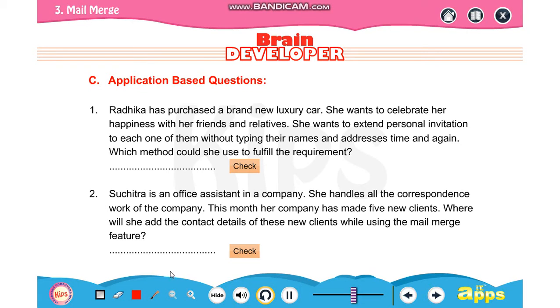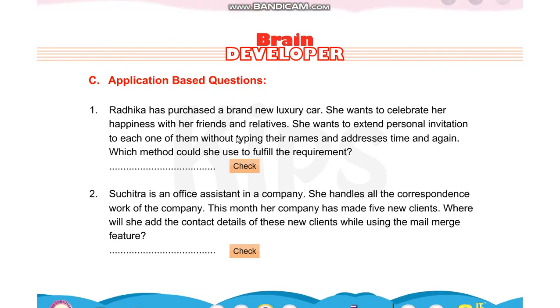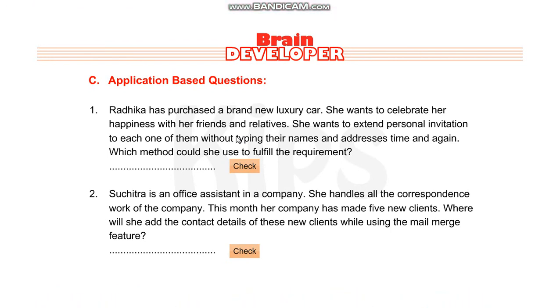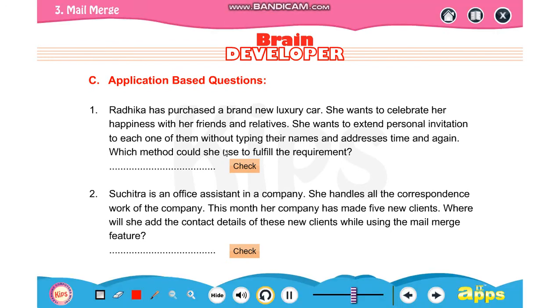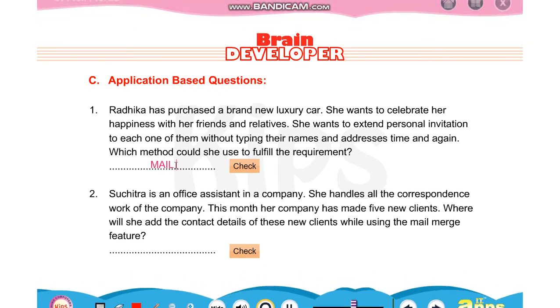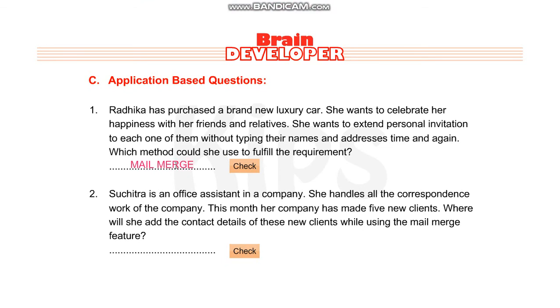Now come to application based questions. Radhika has purchased a brand new luxury car. She wants to celebrate her happiness with her friends and relatives. She wants to extend personal invitation to each one of them without typing their names and addresses time and again. Which method could she use to fulfill the requirement? So, which method? Mail merge.